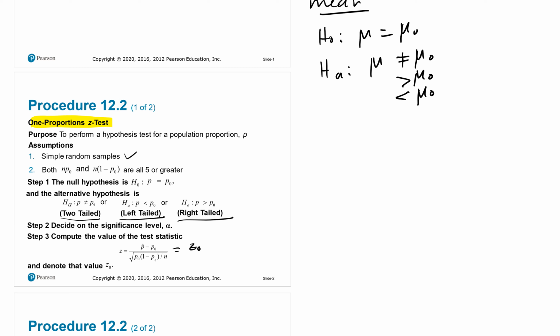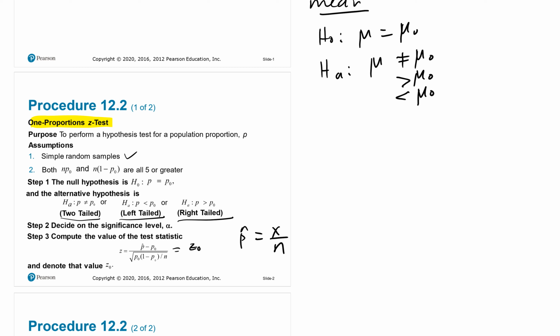To compute the z test statistic, I call it z sub 0, you do p hat minus p sub 0, where p hat is x over n, which you have to calculate most of the time, and p sub 0 is given. All over the square root of p0 times 1 minus p0 over n, the sample size. Then we proceed exactly as we did in the previous sections. We find the critical value and see if z sub 0 falls in the critical region or not. If it does, we reject the null hypothesis, meaning there is sufficient evidence to support the claim.